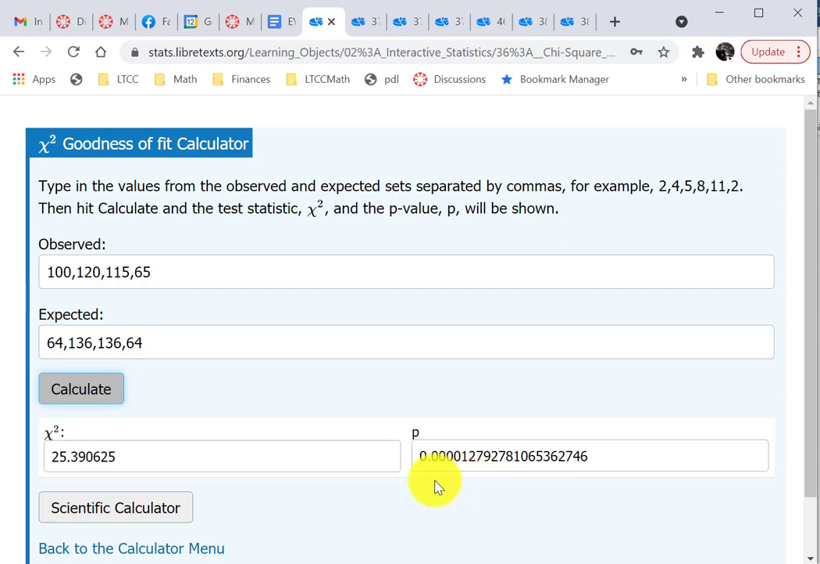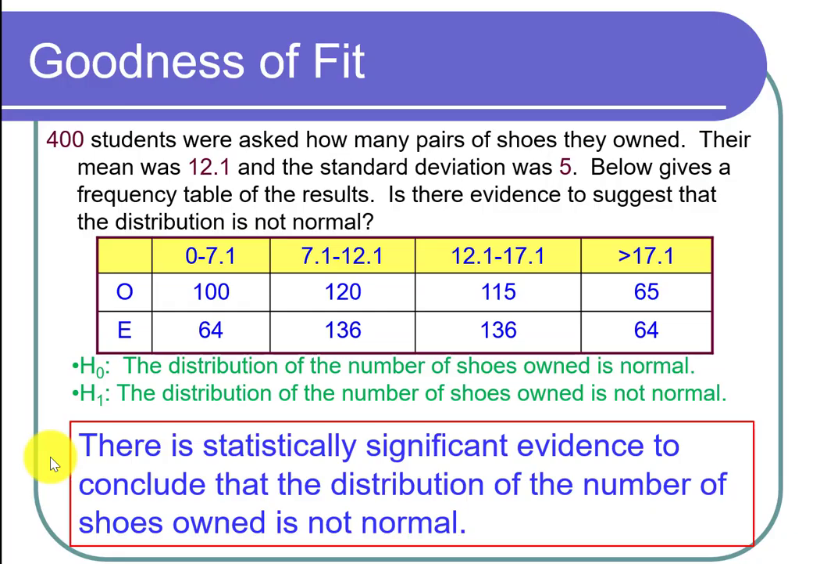So now we're ready to state our conclusion. The conclusion is there is statistically significant, in fact, we could say very strong statistically significant evidence to conclude that the distribution of the number of shoes owned is not normal. So this is not a normal distribution. So that's all I have to say about the goodness of fit test.